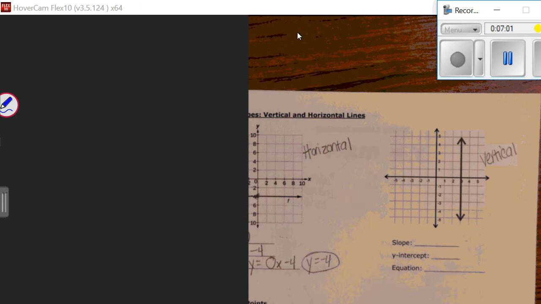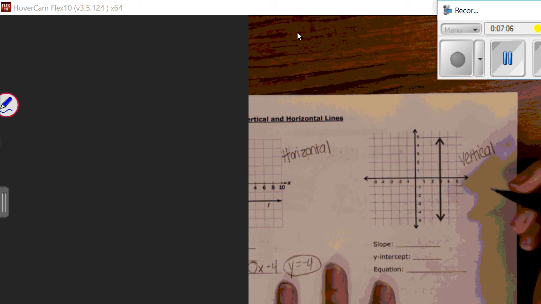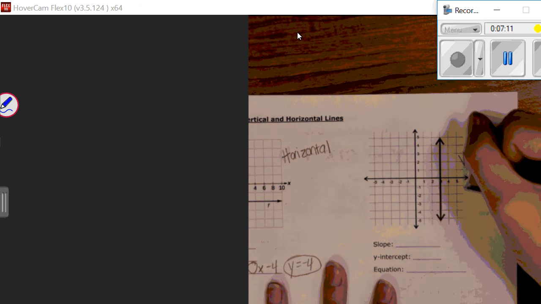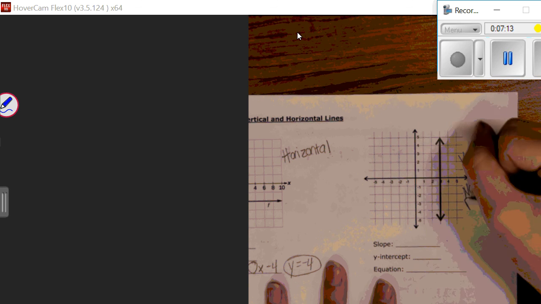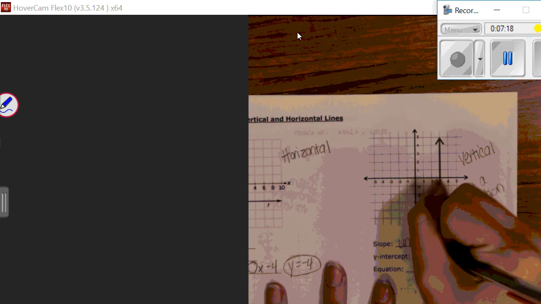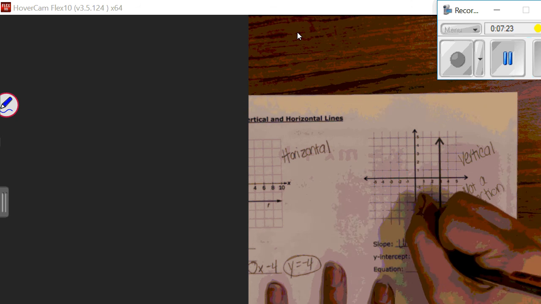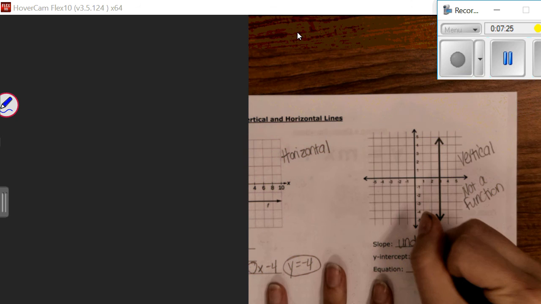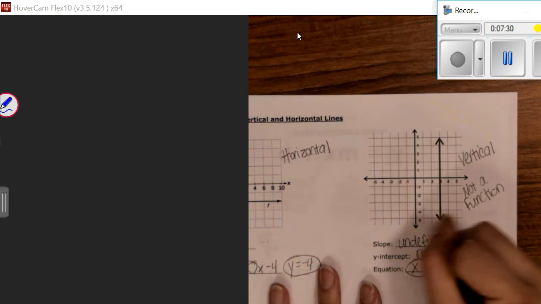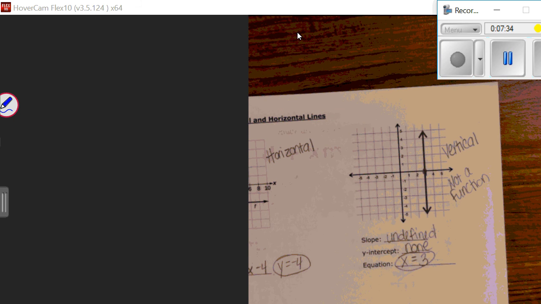Okay, so my vertical line, my slope doesn't really even make sense. This is not a function. So since it's not even a function, I have an undefined slope. My y-intercept, there is none. And my equation this time is x equals 3, because you can see that it's crossing at 3.